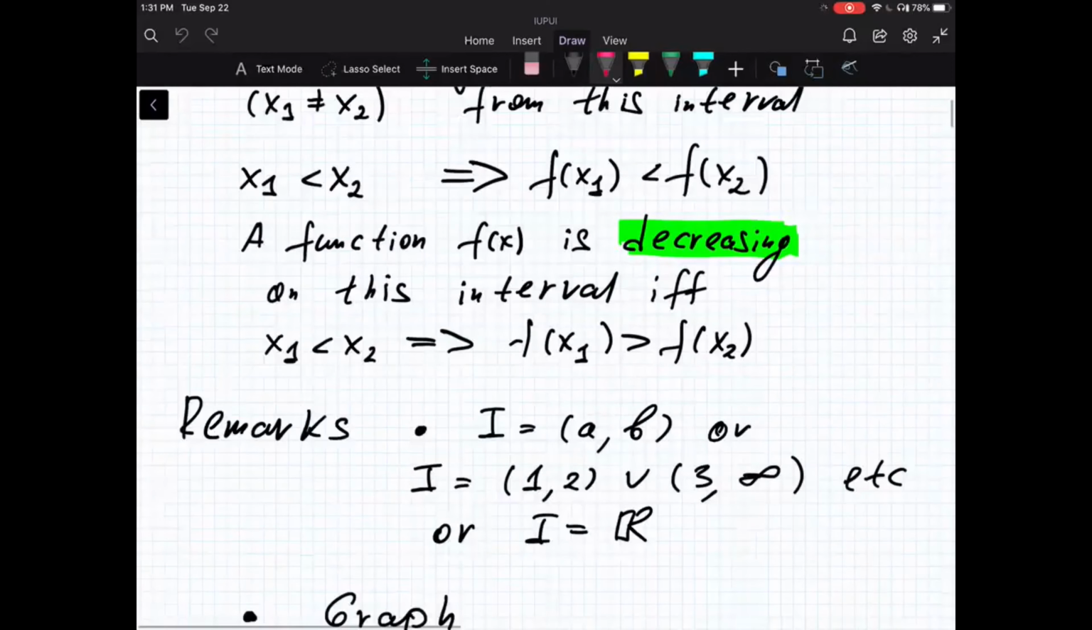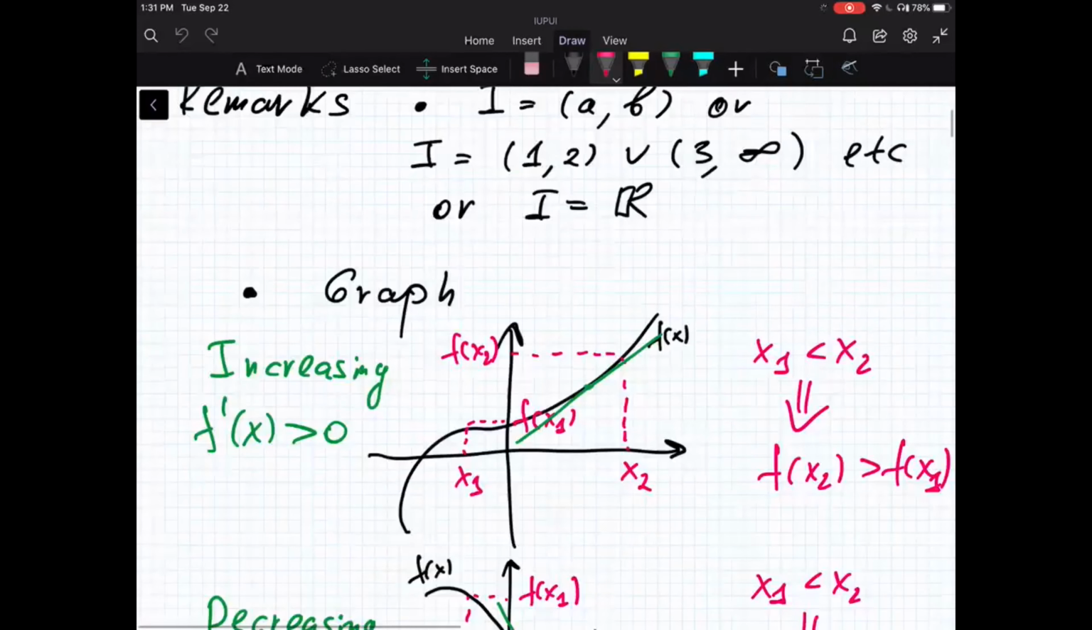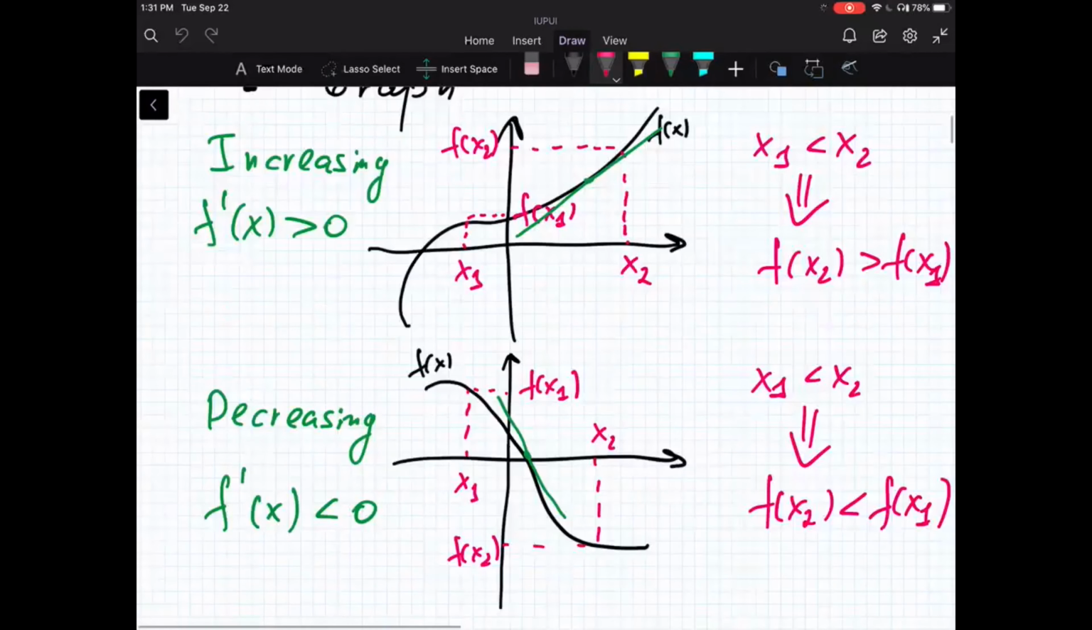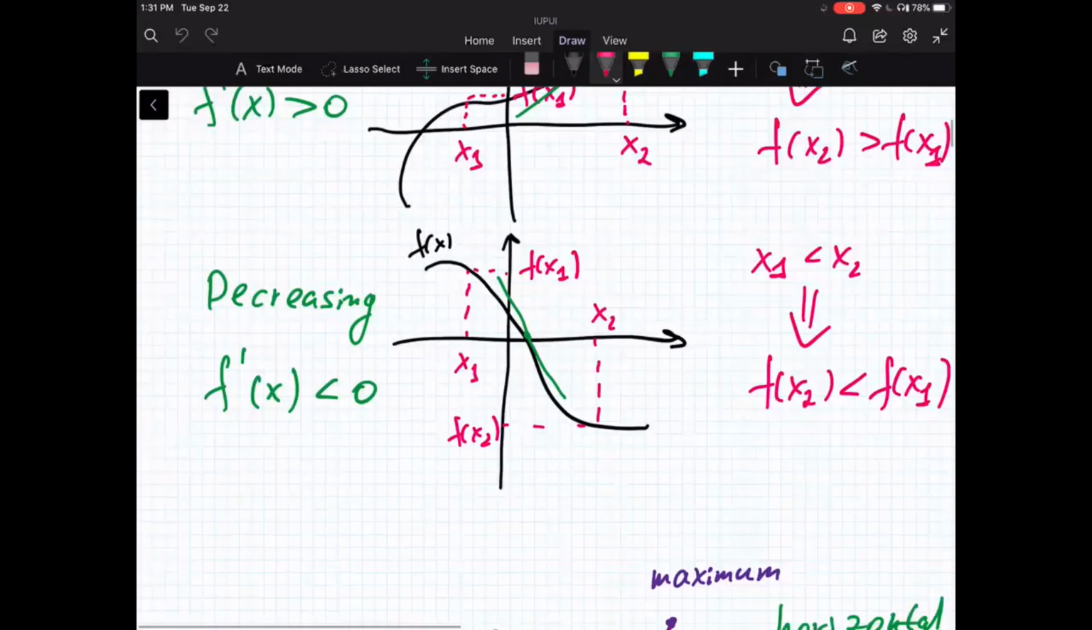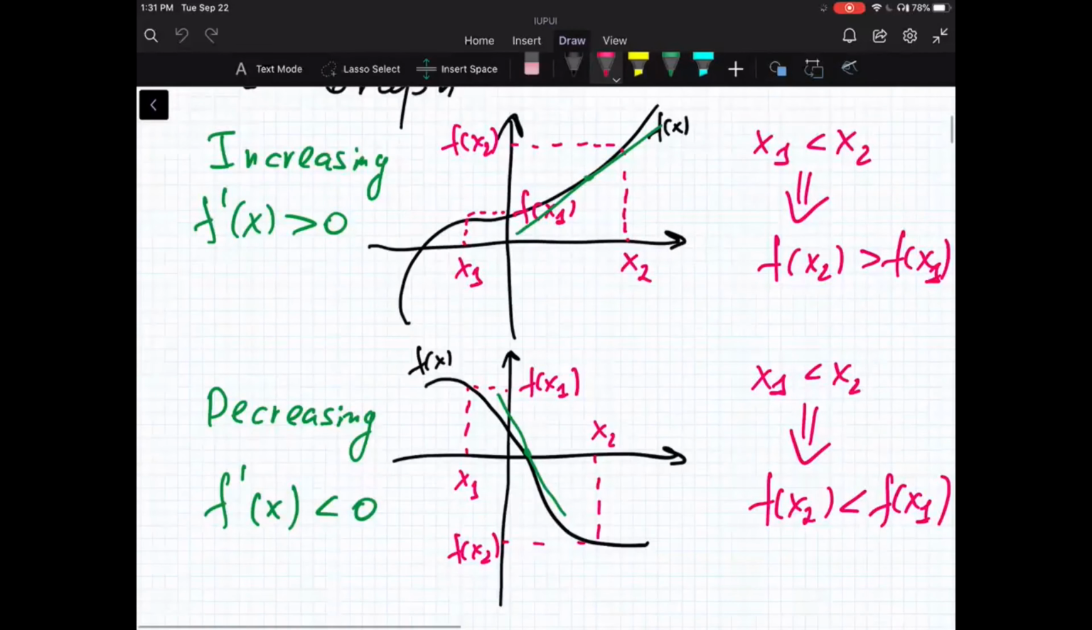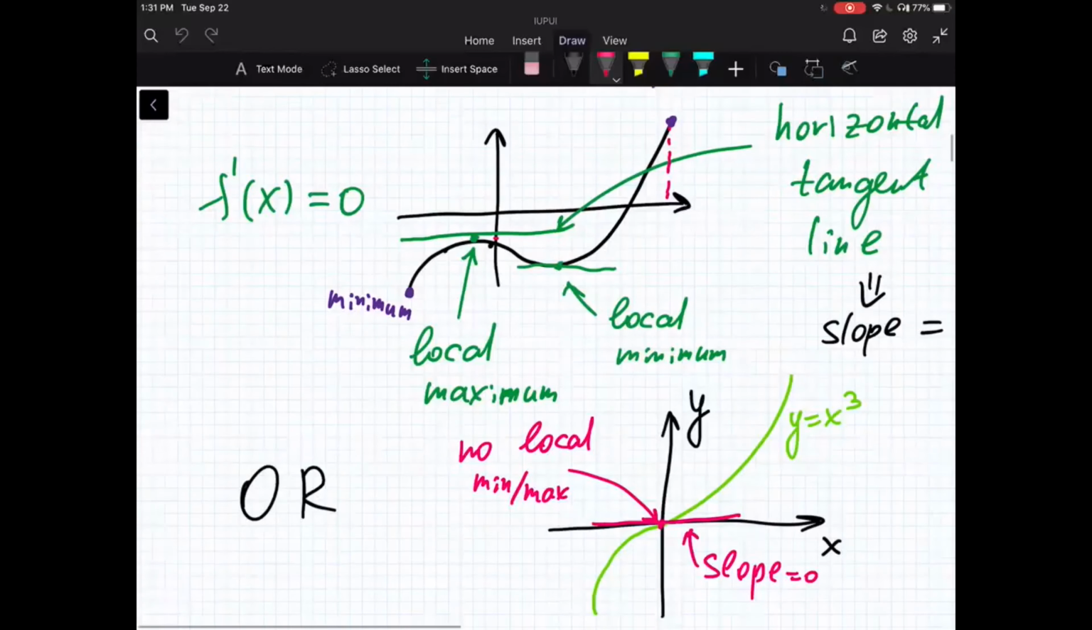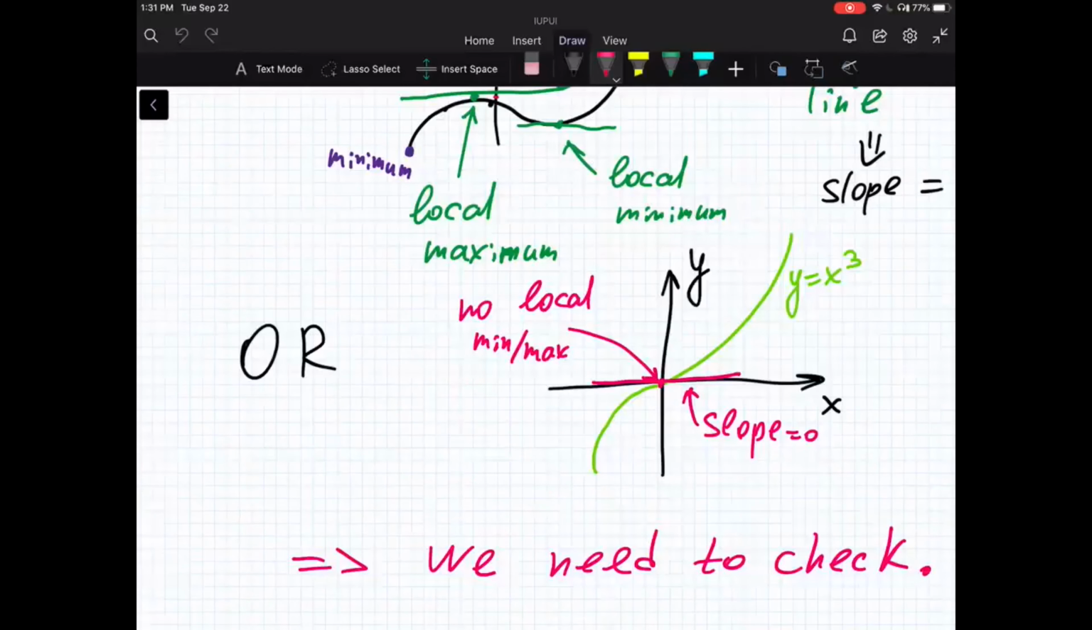If the derivative is zero, probably you have a local minimum or maximum, but you should check it, because as we discussed, in a situation like y equals x cubed, the derivative at point 0 is 0, but this is not a local minimum or maximum. But still it says that the slope of the tangent line is 0, that's for sure.